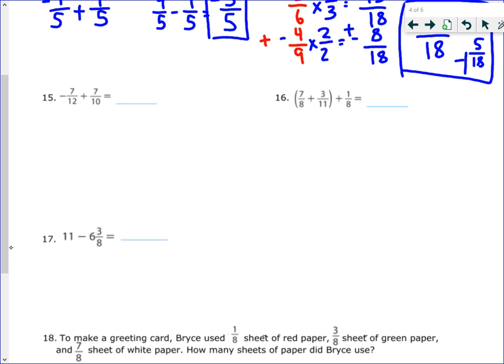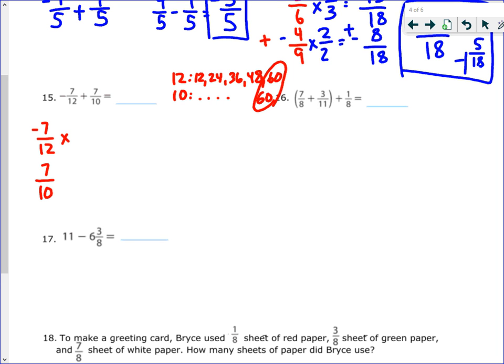So we got negative 7/12, and we got 7/10. Common denominator is 60. 12, 24, 36, 48, 60. And you obviously know your multiples of 10, so I'm not going to even write those out. But 10 times 6 is 60. You know those. So this one we're going to multiply by 5. And that gives us negative 35 over 60. This one we're going to multiply by 6. And that gives us 42 over 60.